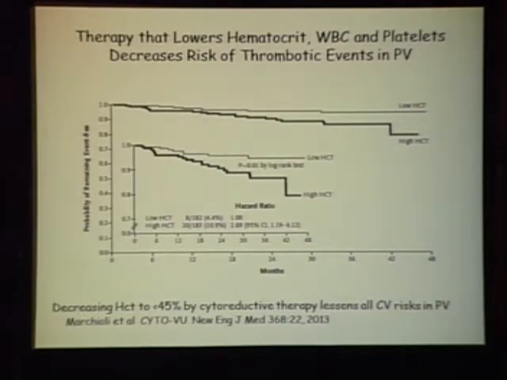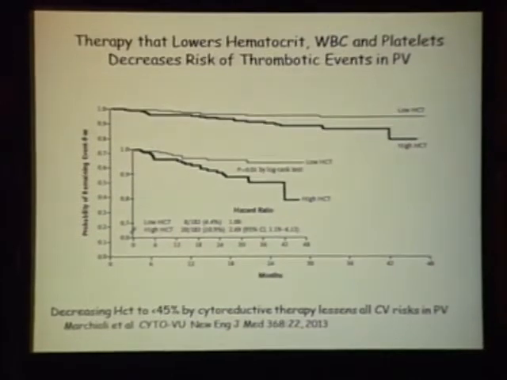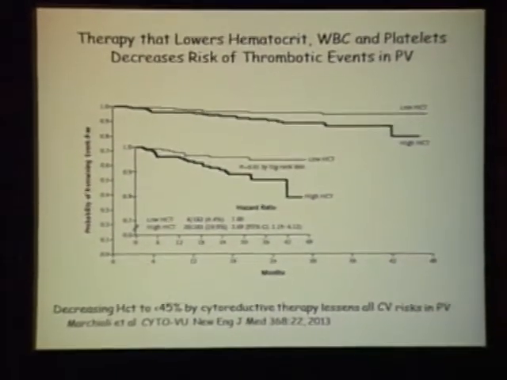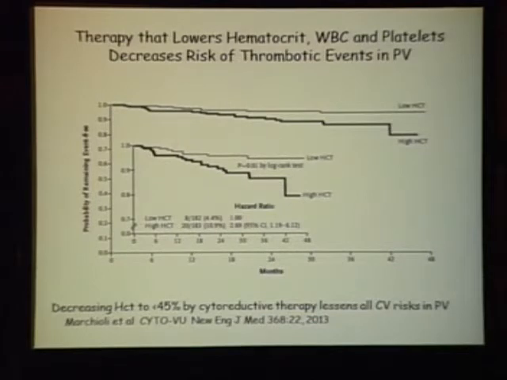Now, there have been a couple of studies to demonstrate that lowering the hematocrit, white cell count, and platelets decreases the risk of thrombotic events in polycythemia vera. This is from a recent paper in the New England Journal. You can see that this is for event-free survival, so that when you improve, the upper line is when you improve the blood count toward normal. The lower line, less event-free survival, is when the counts have not been corrected toward normal.